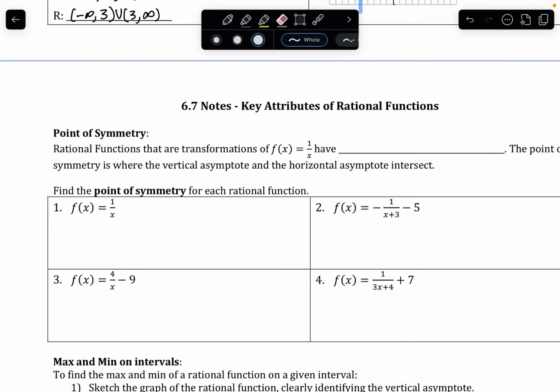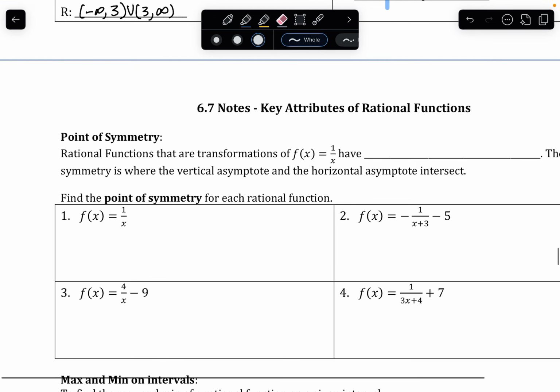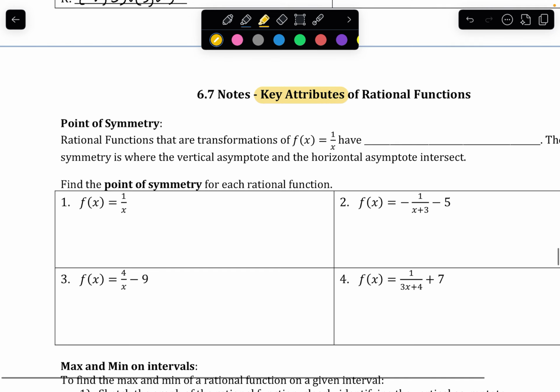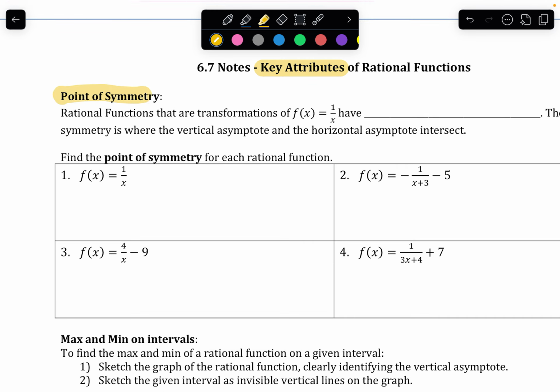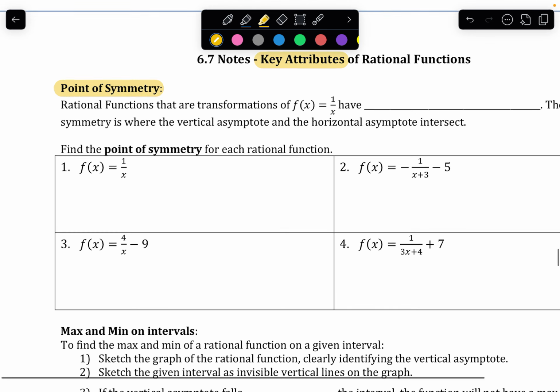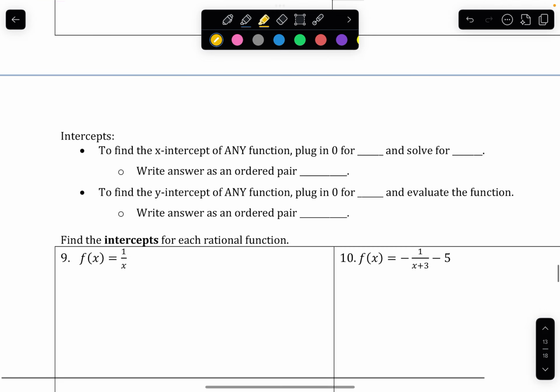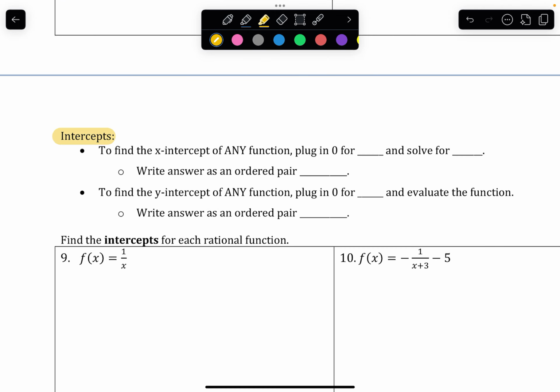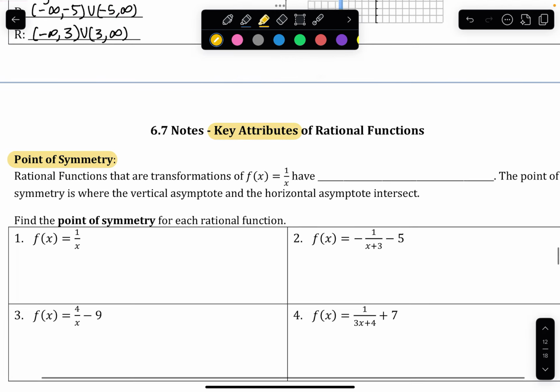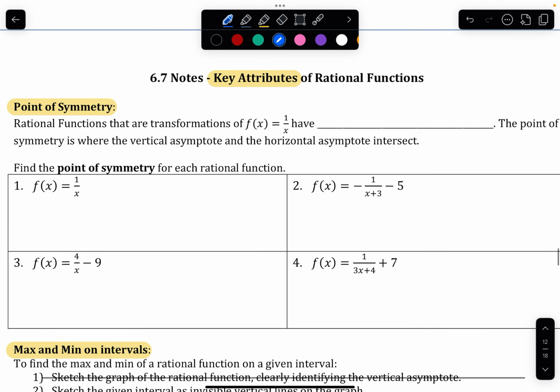All right, in this lesson, we are going to talk about the key attributes of rational functions. In particular, we're going to talk about the point of symmetry. We're going to find max and min on intervals, and we're going to find intercepts. Okay, so starting with the point of symmetry, rational functions have rotational symmetry.